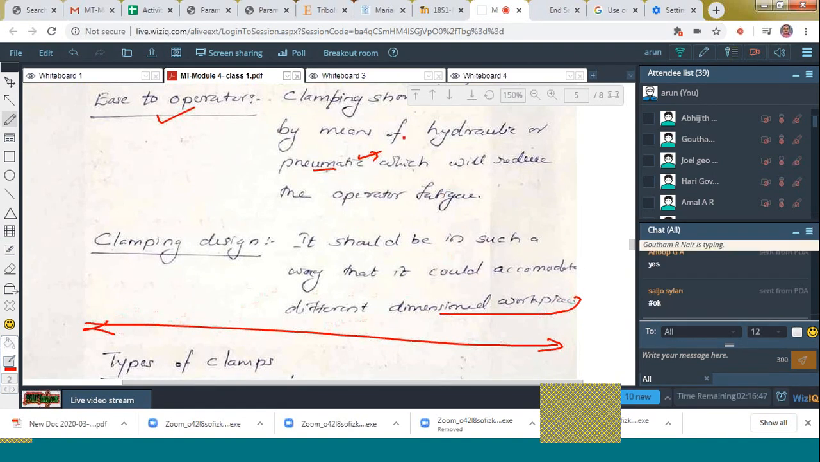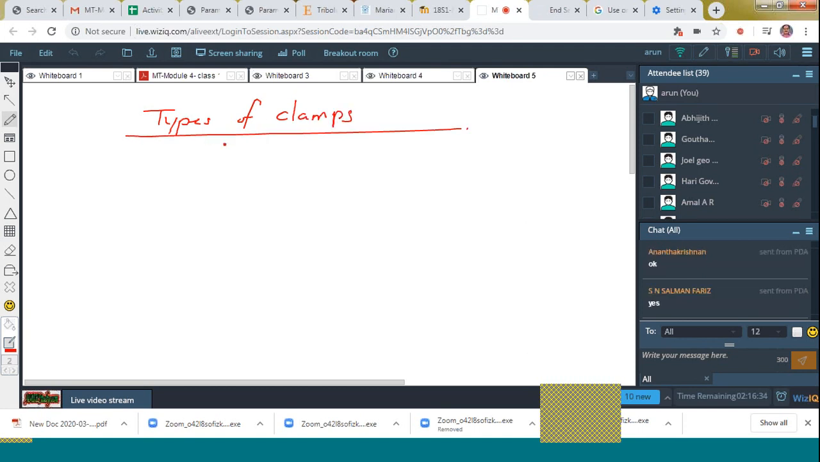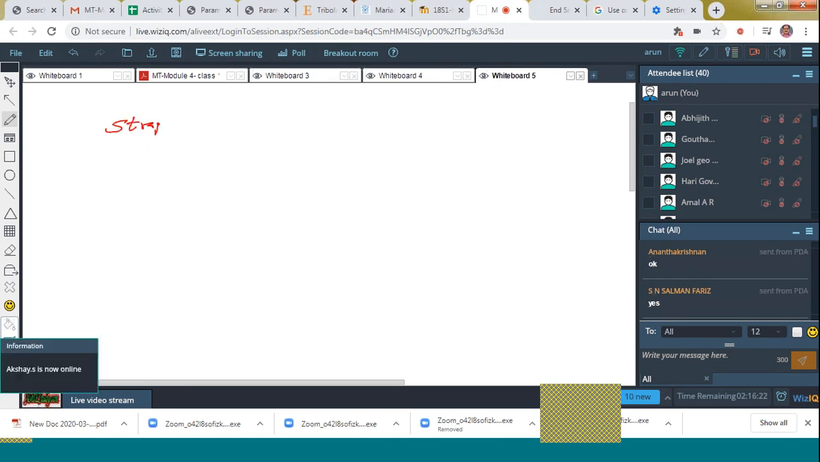Yes, fine. Now, we are going to discuss the types of clamps. The first type of clamp is what we call a strap or bridge clamp.